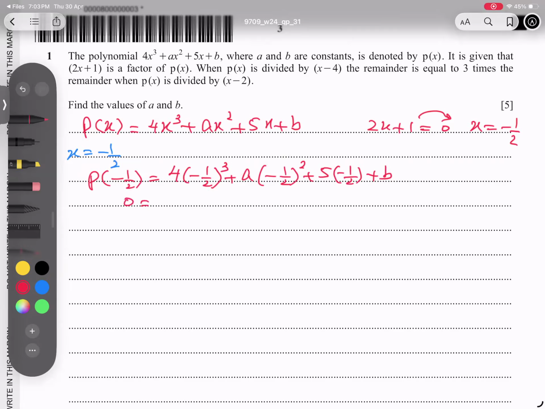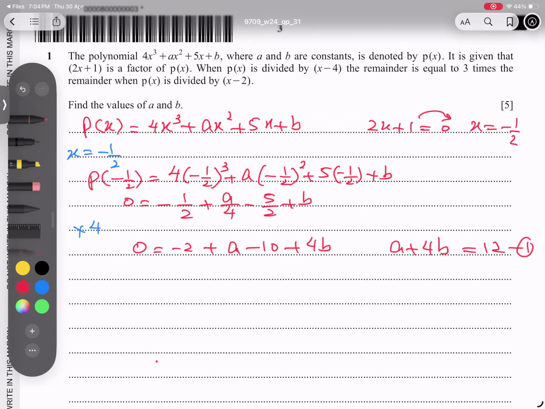Okay, and this is done, and this is 8, so we've got negative 1 over 2, and this is becoming positive a over 4, negative 5 over 2 plus b. Now 2 and 4, so we take the LCM and multiply by 4. So I get negative 2, I get a, I get 10, I get 4b, and I'm getting the equation a plus 4b is equal to 12. Equation number 1 done. So this is done, students.